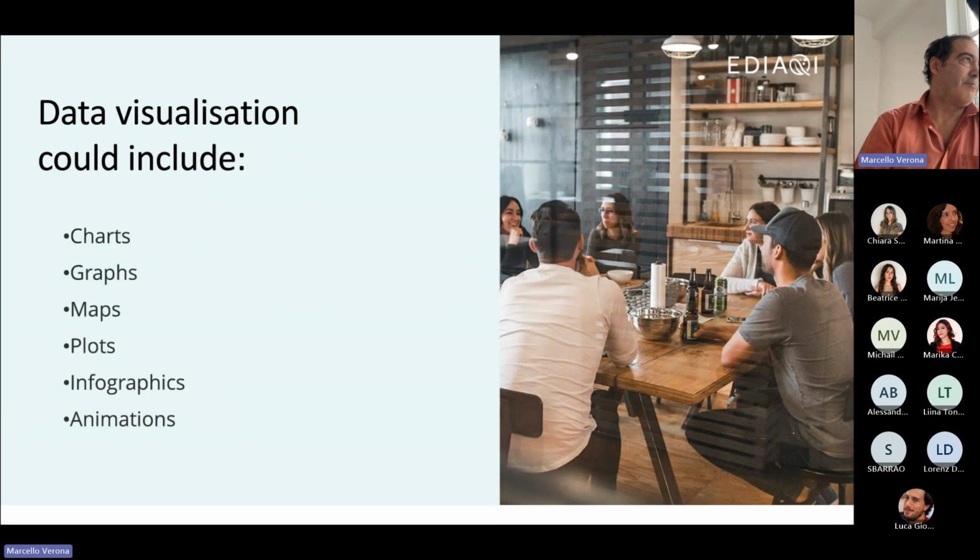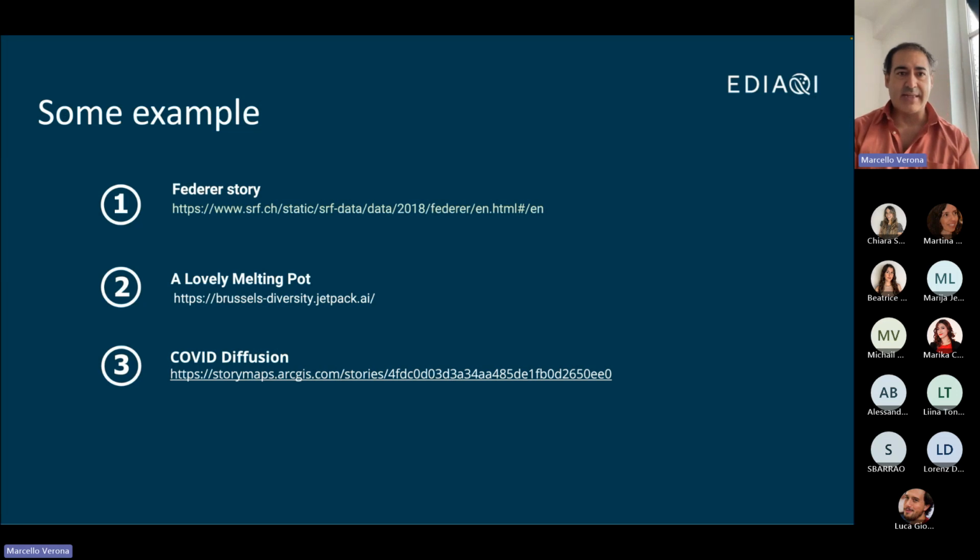The visualization could include several objects. We can use charts, graphs, maps, plots and animations, infographics, video, and whatever we would like to have. In order to go ahead, I would like to show some examples to you. I will start from far away from our topic. I will show a story about Federer. It's a story about sport.